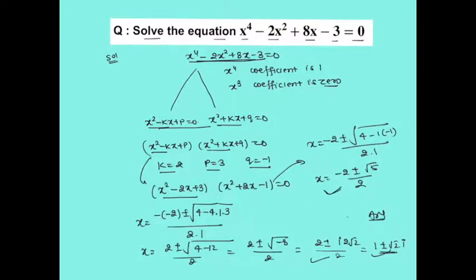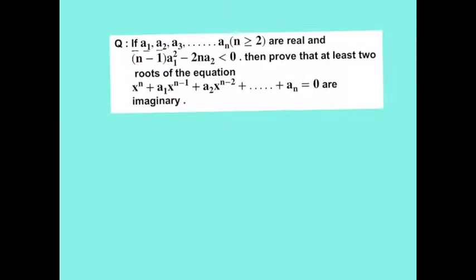This is your answer. Next problem is if a1, a2, a3 dot dot dot an, where n is greater than or equals to 2 are real and n minus 1 into a1 square minus 2n a2 is less than 0, then prove that at least two roots of the equation x power n plus a1 into x power n minus 1 plus a2 into x power n minus 2 plus dot dot dot plus an equal to 0 are imaginary. Solution. So given equation is what? X power n plus a1 x power n minus 1 plus a2 into x power n minus 2 plus dot dot dot plus an equal to 0.